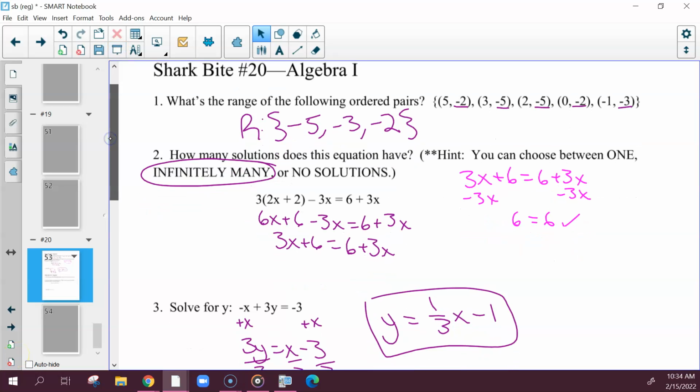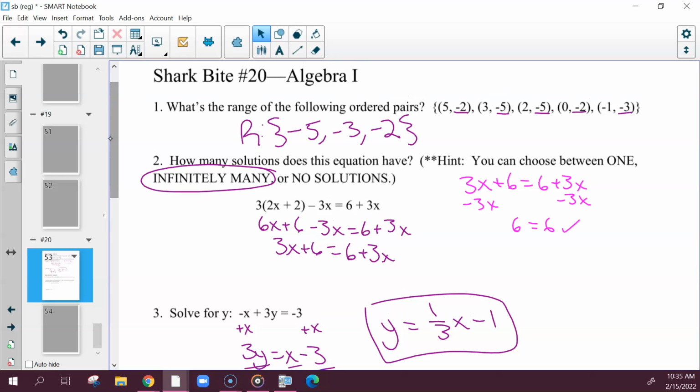Number 1, you needed to find the range of this. This should look familiar because the last sharp right we did, it was the domain of these exact same points. So instead of finding your x values, listing them least to greatest without repeats, you're now doing the y values. So of all of these y values without repeats, it would be -5, -3, -2. Any questions on that one?